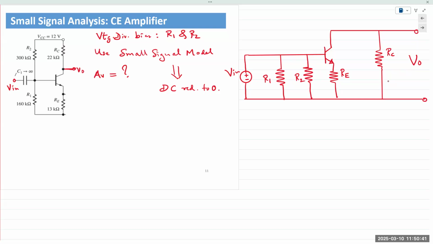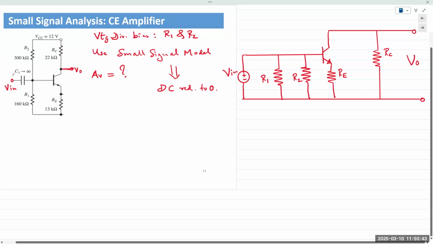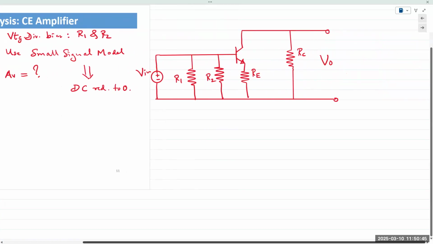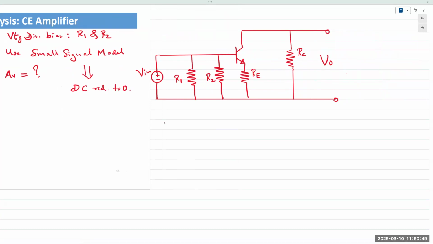So now that we have this, we will replace the BJT with its hybrid pi model. Everything else will remain the way it is, including the resistors, but the BJT will be replaced with the hybrid pi, meaning R pi input resistance, RO output resistance, and a dependent current source at the collector. So R1 and R2 can be reduced to the base resistor RB.